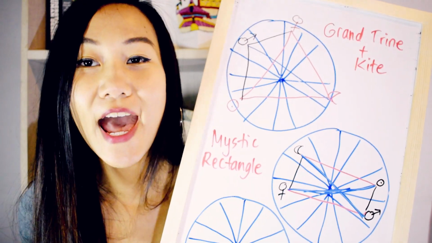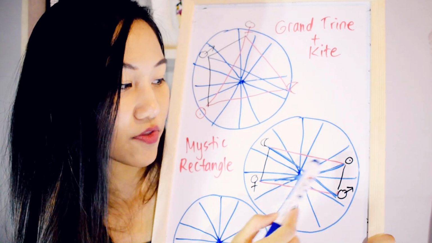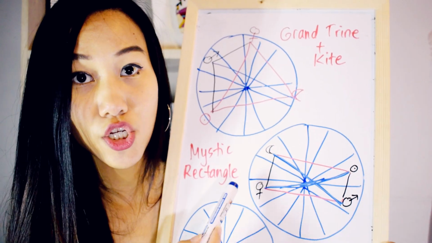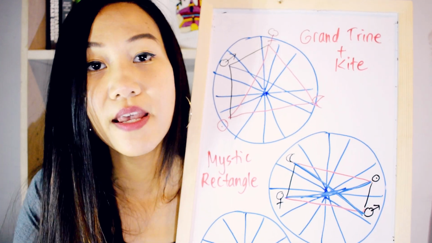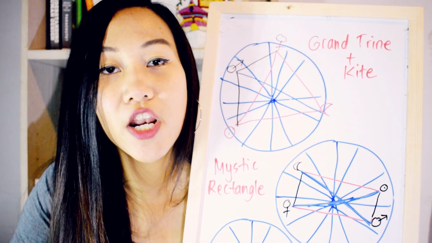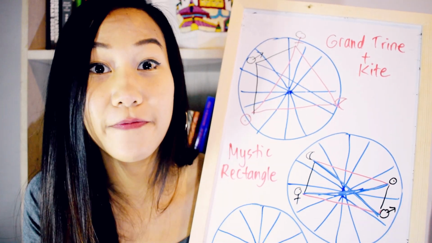So what eventually happens is that the person who's got the mystic rectangle has got to deal with these oppositions, but once they do, they're going to be able to find inner harmony, inner peace, and once they find that inner harmony, they're going to be able to bring out their natural talents, bring it forth.